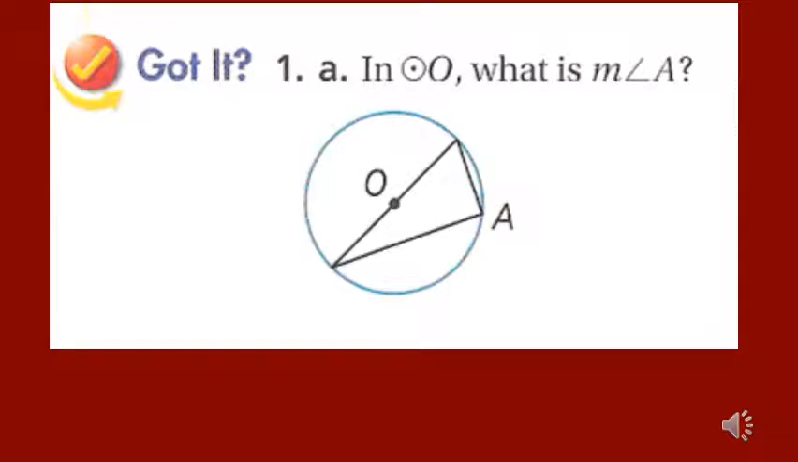This is one you need to think just a little bit about. It says in circle O, what's the measure of angle A? So think about that just a second, and then we'll talk about why it is what it is.